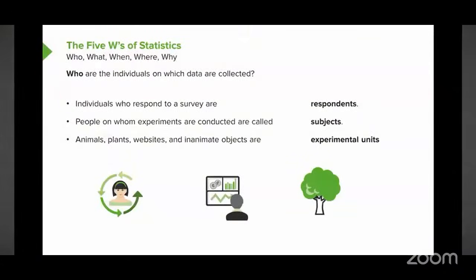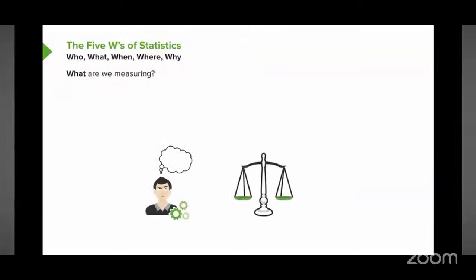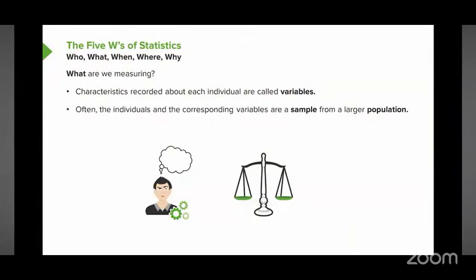The what simply refers to what is it that we're measuring. The what corresponds to the characteristics that we record about each individual, and these characteristics that we record are known as variables. Often, the individuals and the corresponding variables are a sample from a larger population. We're most concerned with finding answers to the who and what questions, so that's what we're going to focus on.